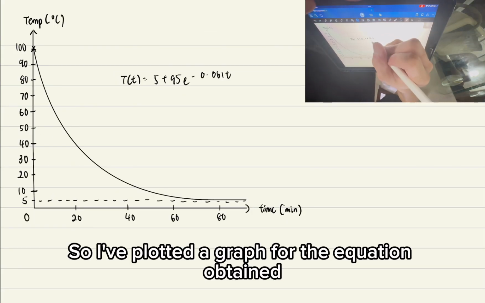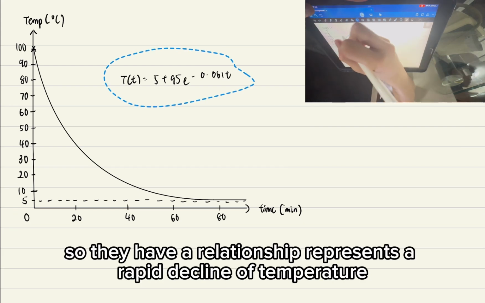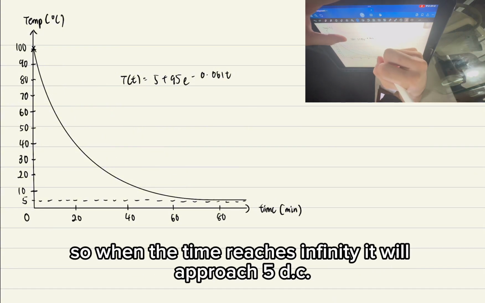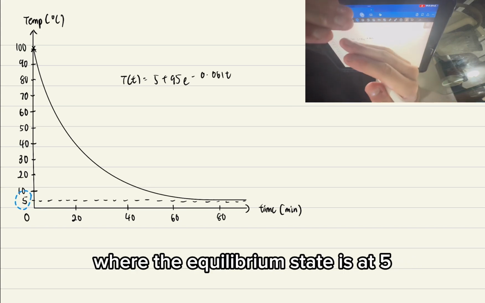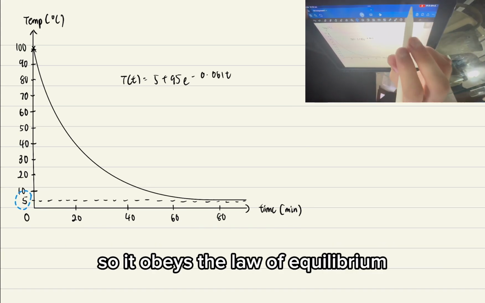I've plotted a graph for the equation obtained, which is the general solution. It represents a rapid decline of temperature that gradually slows over time. When time reaches infinity, it approaches 5. This also obeys the law of equilibrium, where the equilibrium state is at 5. It won't go down to 4. So it obeys the law of equilibrium.